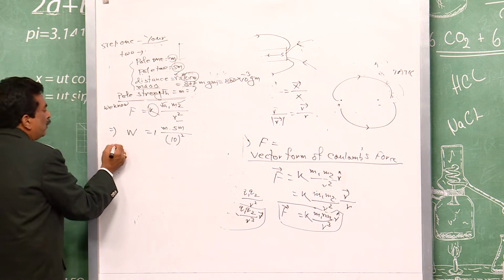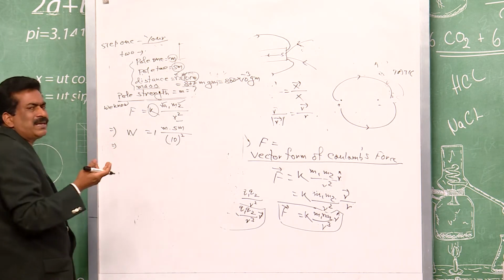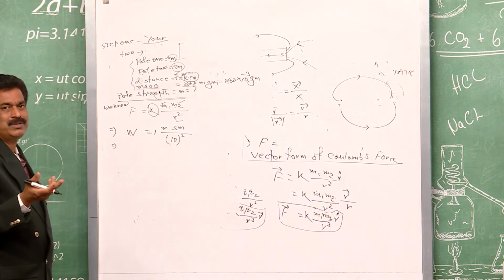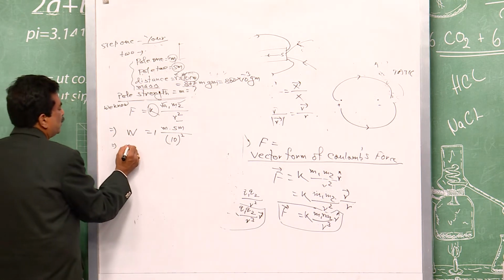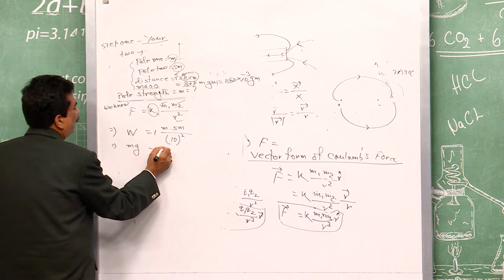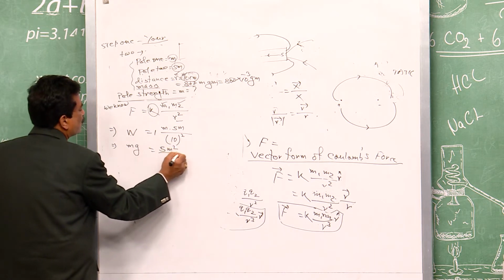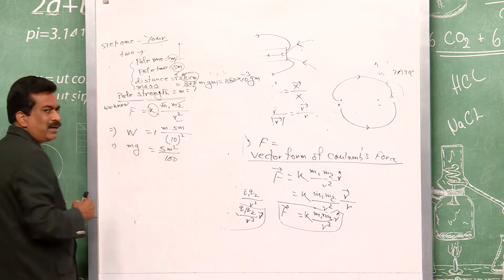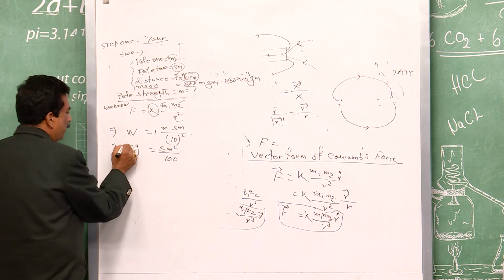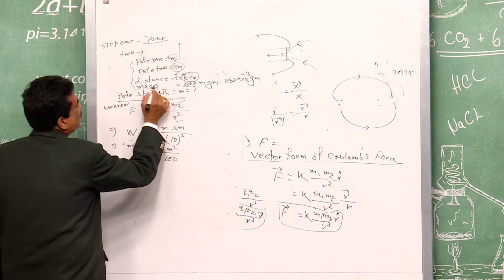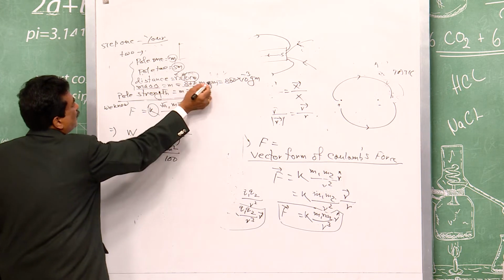So, W means the weight. Weight is given here. We know that W is equal to mg. So, this is equal to mg of 5 m square by 100. Here m means mass, you see the mass is given. Mass means m is equal to this one.